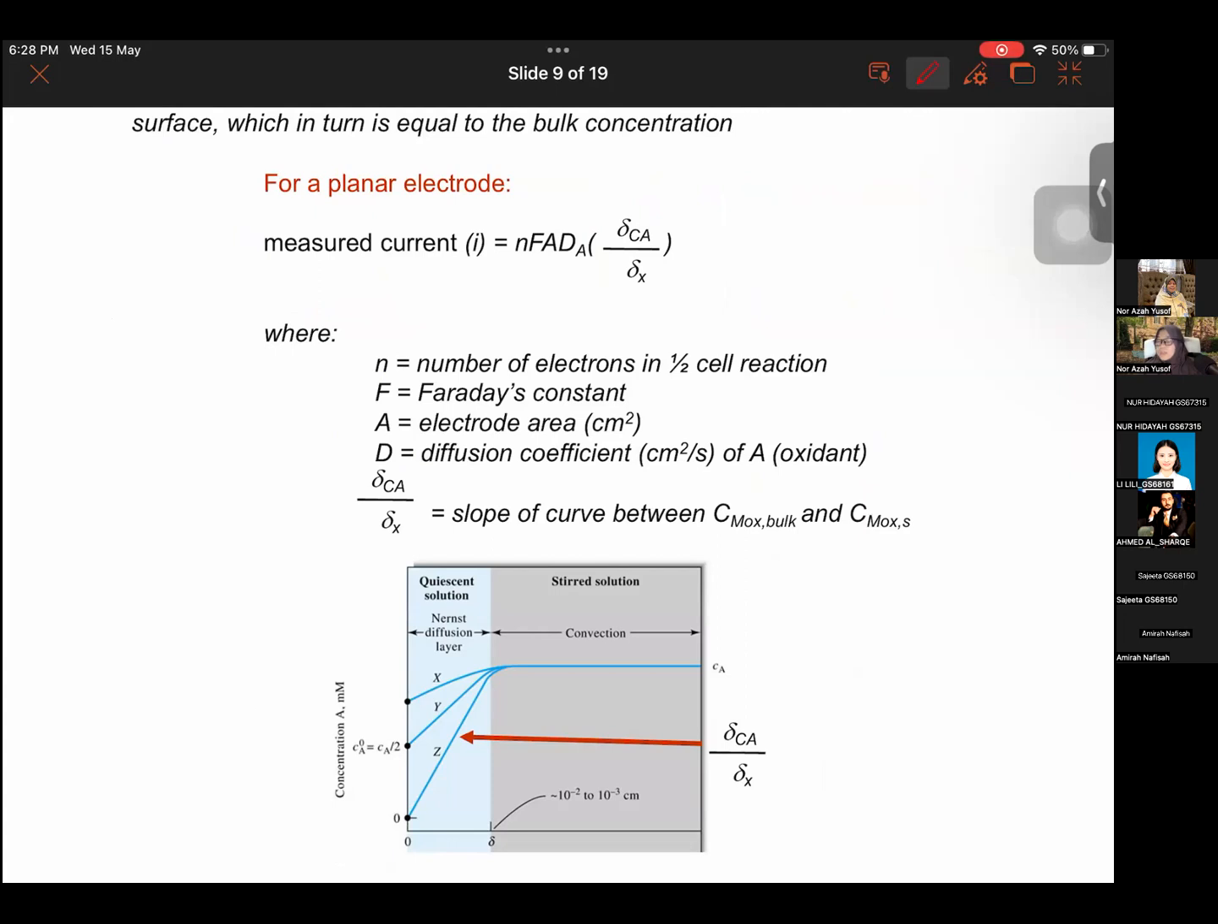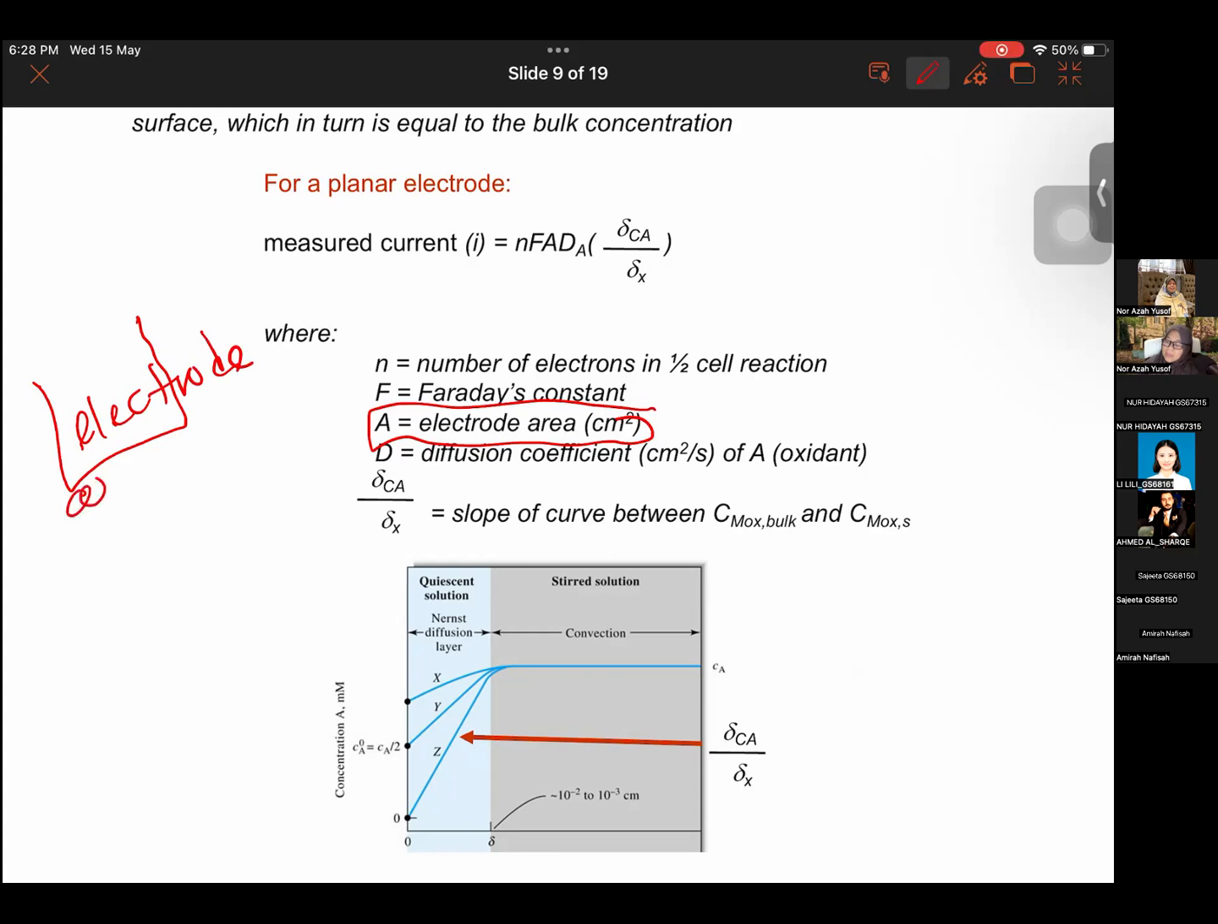Yeah, this is one of the equations, apart from the Nernst equation. So this is another equation involving electrode area. Another thing I mentioned just now is that you can do modification on the surface of the electrode.